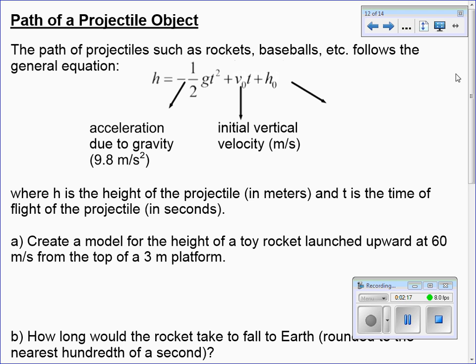So now, what I want you to do is take a look at this thing. The h0 represents the initial height of the object. One of the things that you should realize is that anything that is up is considered positive. So if something is acting up or moving in an upwards direction, it's considered positive. Anything that goes down is considered negative.